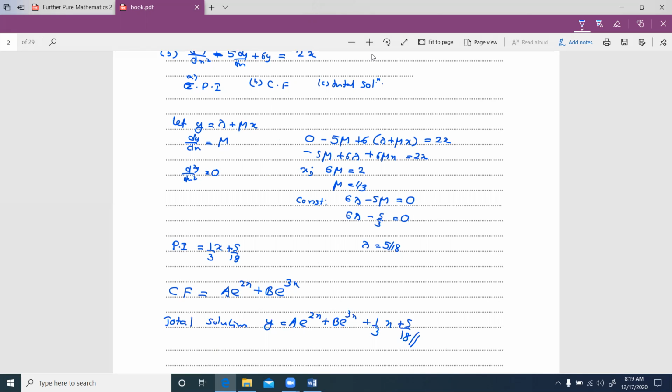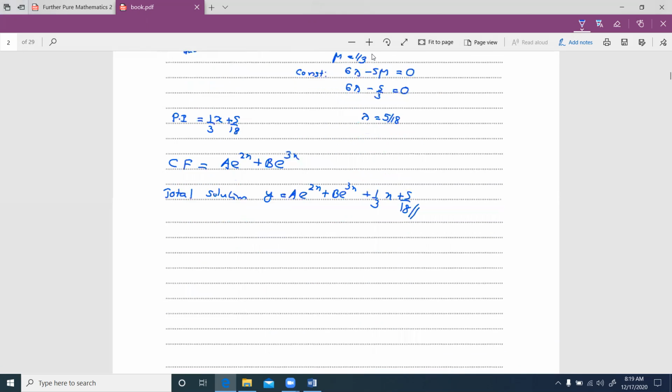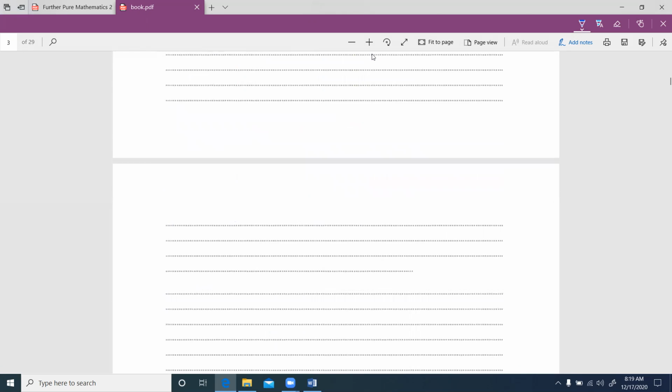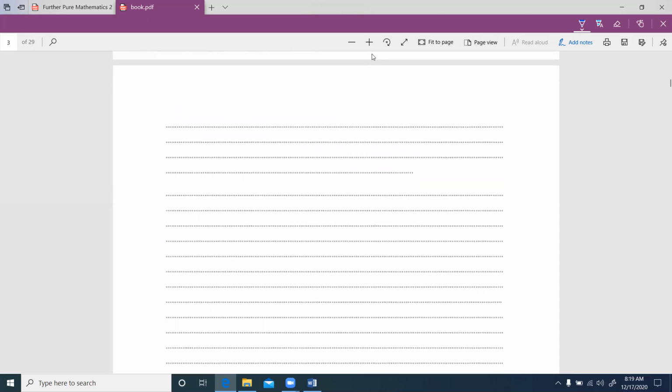Okay. Then let's come on to the next question. I'll start a new page. Then it will be easier for us to do it. Then part C. In part C, they have given d squared y by dx squared minus 5 dy by dx plus 6y is equals to, this is a non-homogeneous equation. The third case they are referring to is 3x squared.